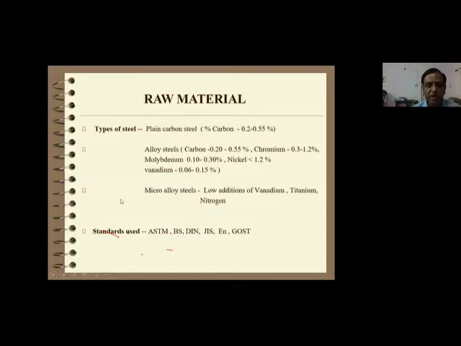Now, when we get the raw material, based on our customer's requirement, different standards are used, like ASTM or BS, that is British Standard, or DIN, that is a German standard, JIS, that is a Japanese standard, EN, again a British standard, and GOST, that is a Russian standard. So as per the customer requirement, these various standards are adopted.